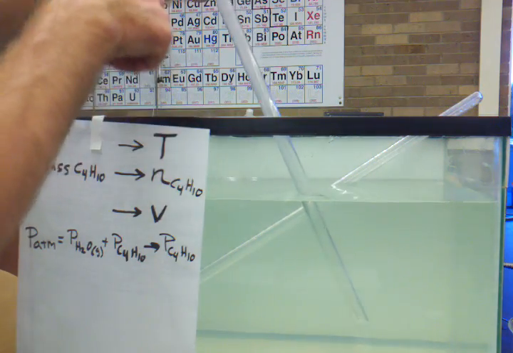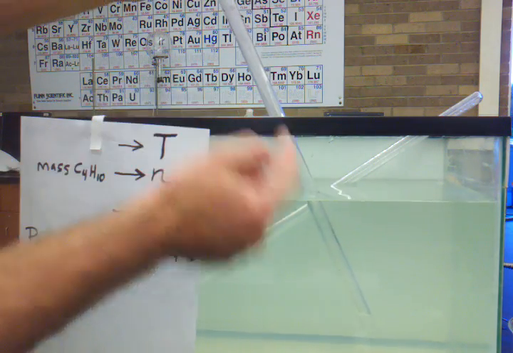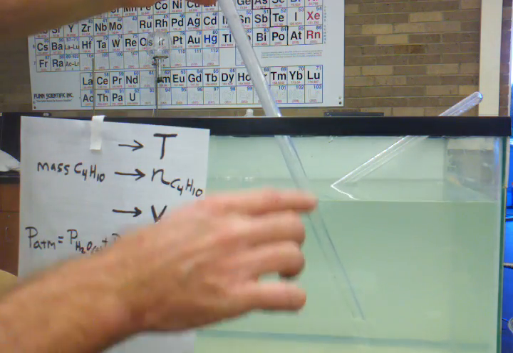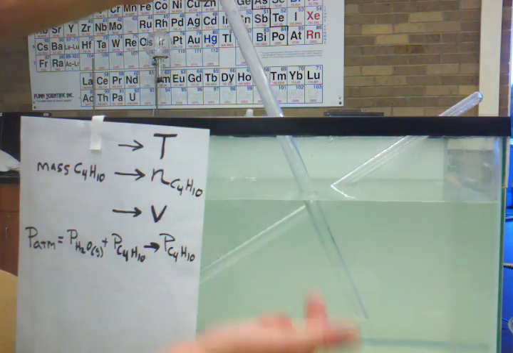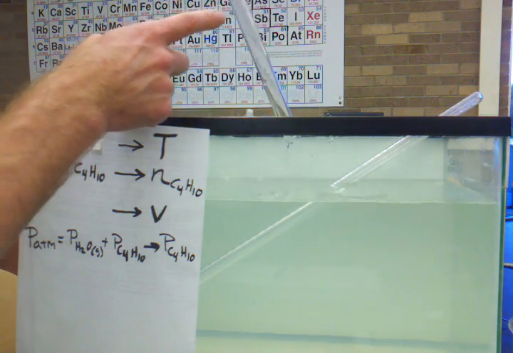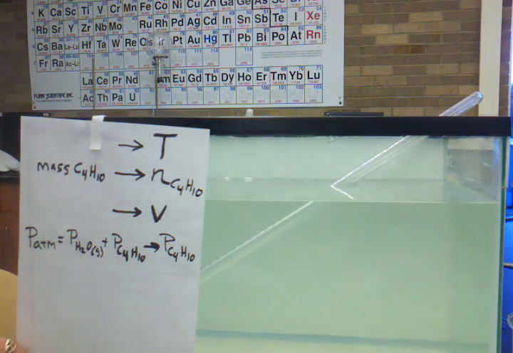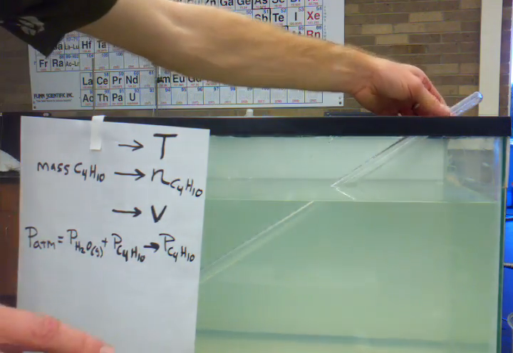When the eudiometer tube is filled with water, the gas that's going into the tube is going to push all that water out. So the entire sample of gas is going to be inside the eudiometer tube, which we're going to measure the volume of. Okay? So we want to make sure everything's at the same temperature when we're measuring it.